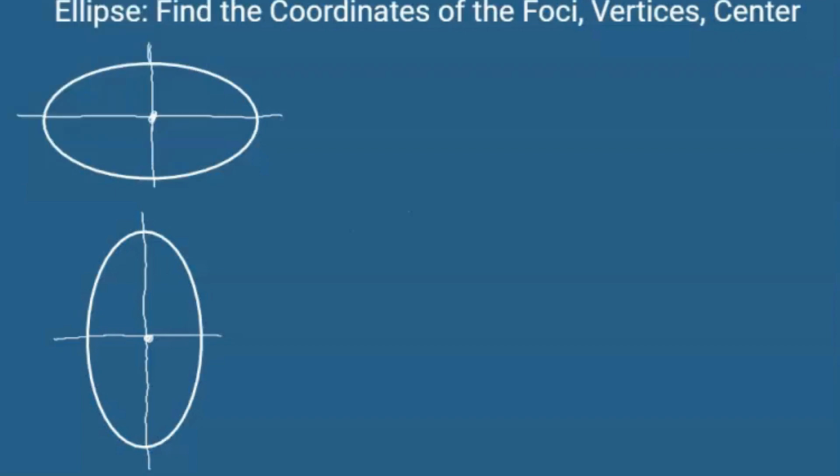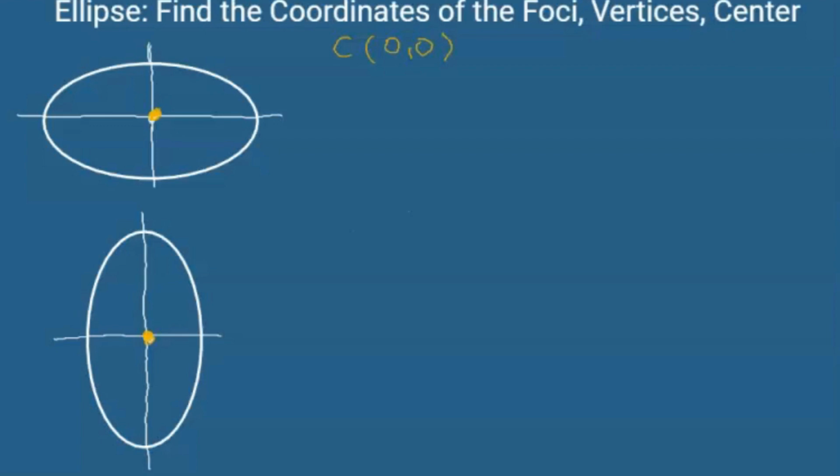So the first part is the center. Just like circle, ellipse also has a center. So for this drawing, the center is at the origin, 0, 0.